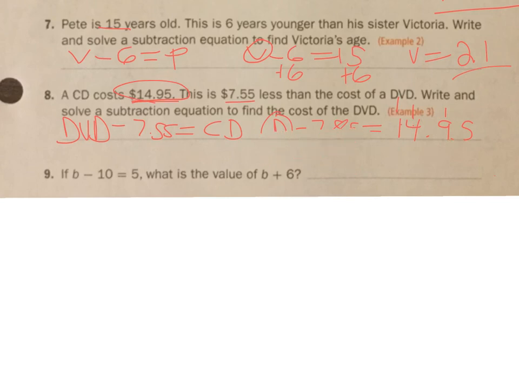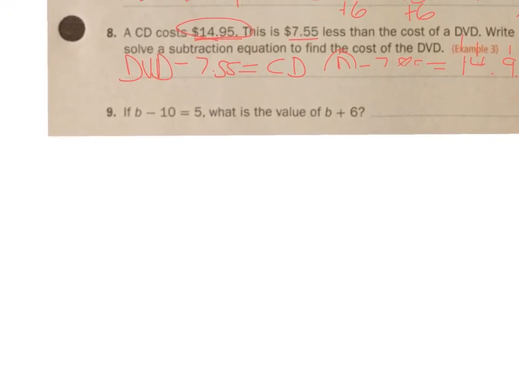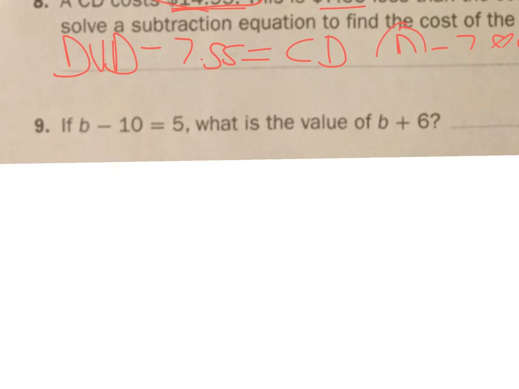Number 9. I'm going to do this in blue. Oopsie. It says if B minus 10 equals 5, what is the value of B plus 6? So let's find out what B is in this one, and then we'll put it to that one. So B minus 10 equals 5.